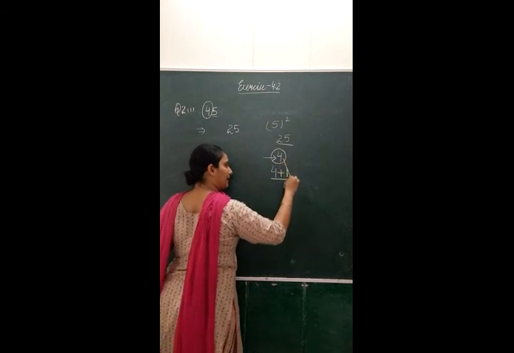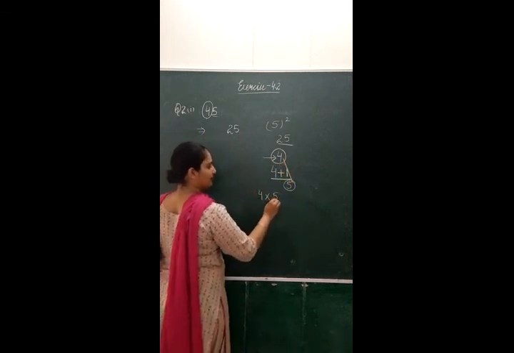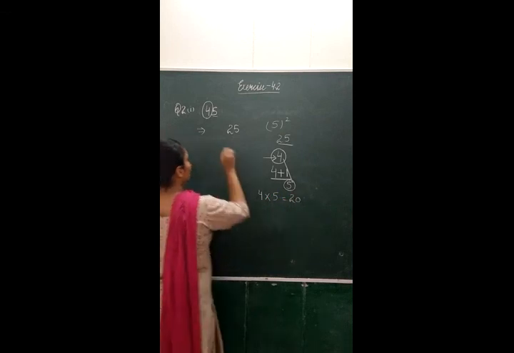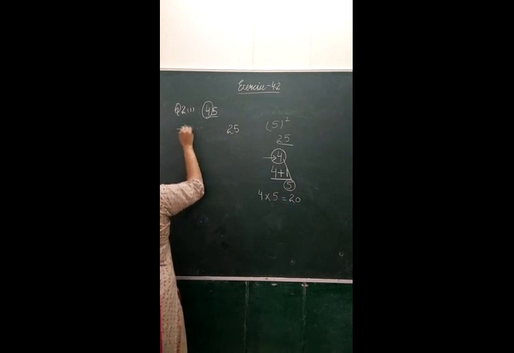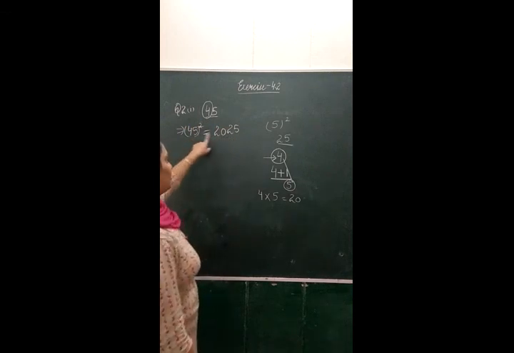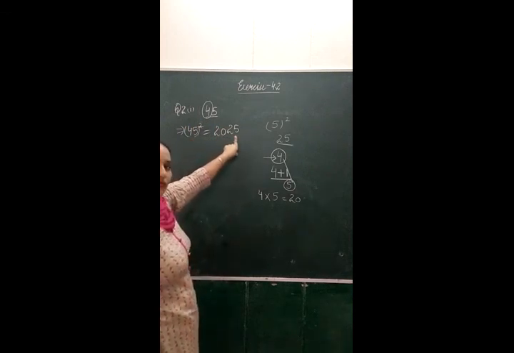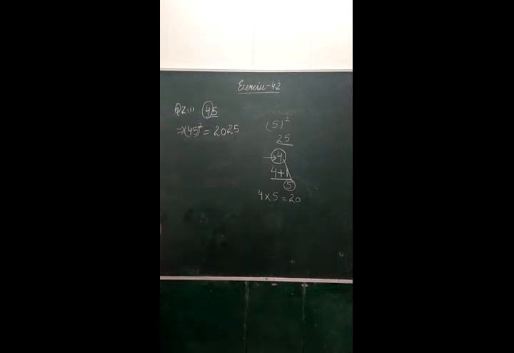Now you will multiply these both numbers. The number at the extreme multiplied by its successor, that is 20. So the square of 45 is, you will write this 20 here. So 45 square is 2025. This is so simple that you can solve it manually.